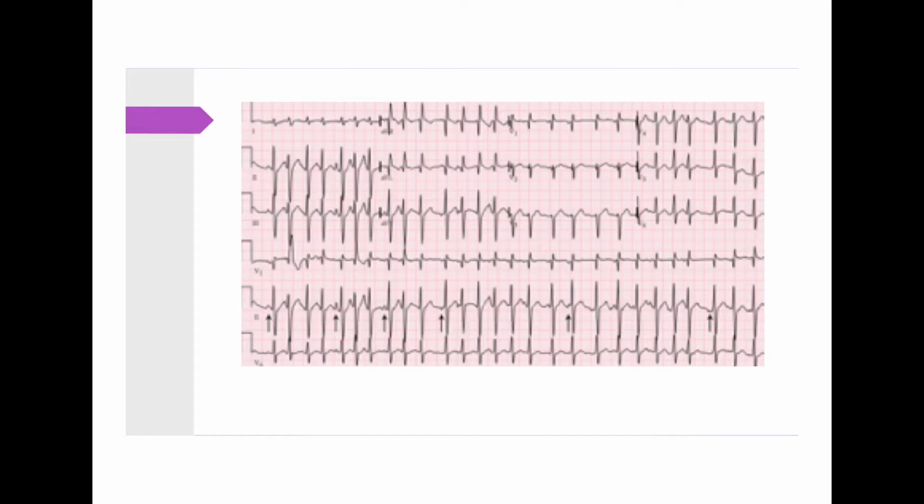You see these arrows here. Each of them are pointing to different P waves. So here you see a P wave that's inverted. Here you see a P wave that's fairly tall but upright. And here you see a short P wave that's upright. So as long as you see at least 3 different morphologies, you can call it multifocal atrial tachycardia.